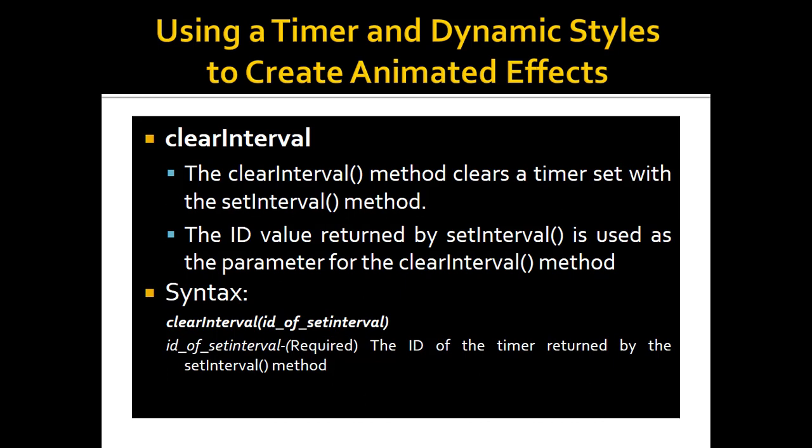Then the clearInterval method. The clearInterval method clears a timer set with the setInterval method. The ID value returned by setInterval is used as the parameter for the clearInterval method. The syntax is clearInterval, and the parameter is the ID of setInterval. This ID is the one returned by the setInterval function. This is a required parameter that will clear that particular functionality.